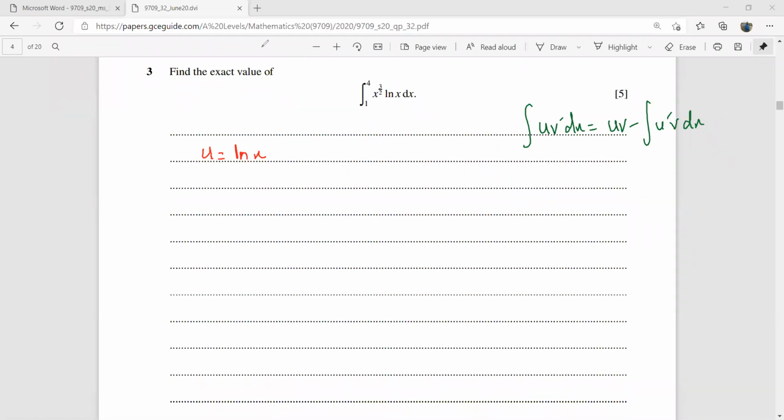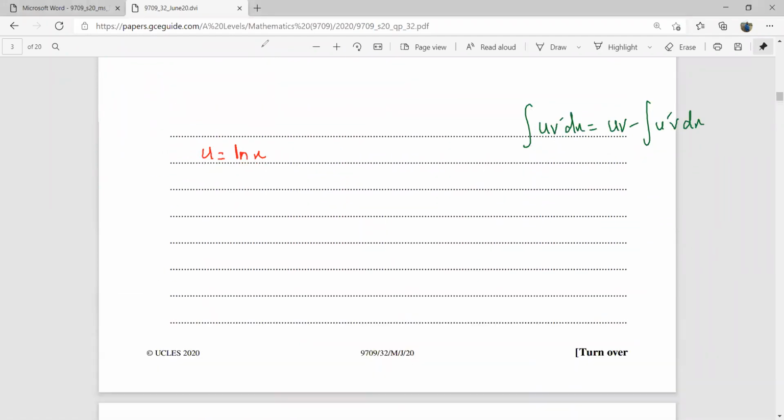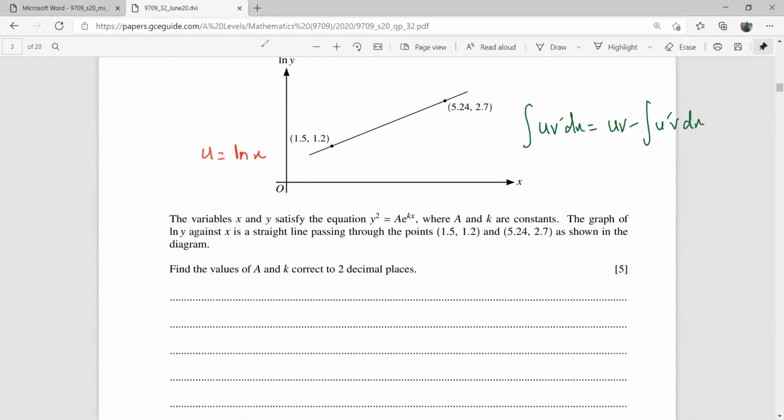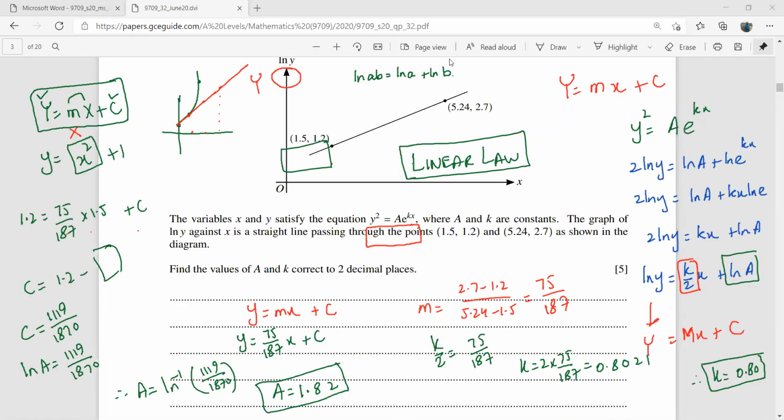Someone is pointing me to go back to the second question, and there they had ln a by 2. Let me see. If I can really go back to that question. Okay, so this was the question here.